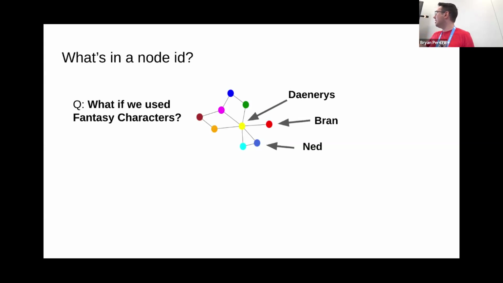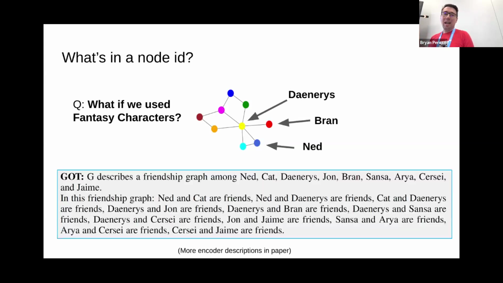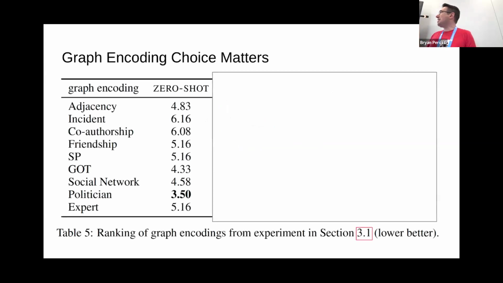Maybe that one's Ned. So we can give every node a name from some fantasy story, and we can write a little verbalization of it that says, here's a friendship graph, and these characters are friends with each other, and so on. How would that affect performance? Kind of crazily, the Game of Thrones encoder was the second best zero-shot encoder, over many other different choices.